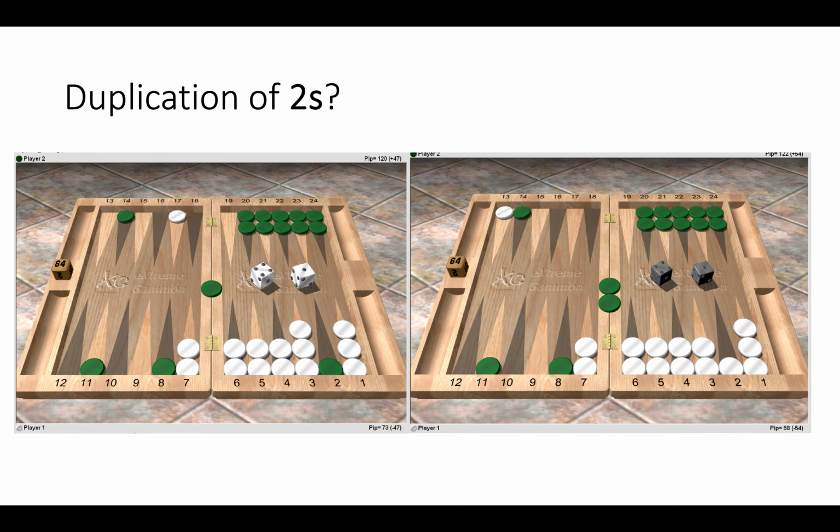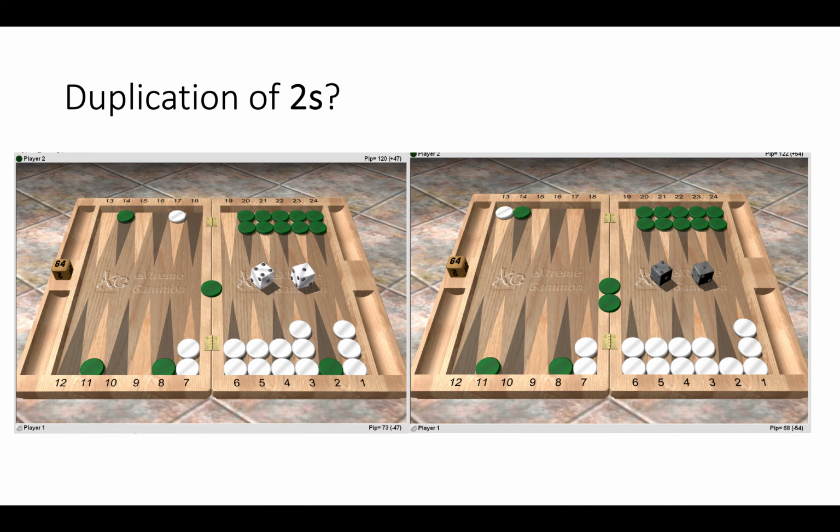So here we have the initial position on the left. And then on the right, we've made the move. So we've played 17 to 13, and then we've hit 3 to 2. So why have we done this? Well, we've done it to duplicate 2s.